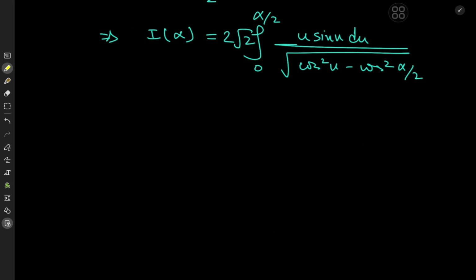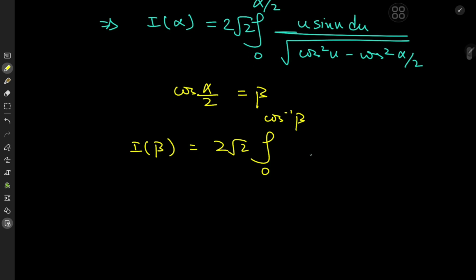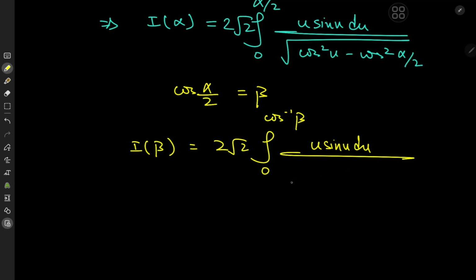Now, instead of carrying the whole cosine alpha by 2 baggage with us throughout the solution development, we might as well give it a nicer name. We're going to call cosine alpha by 2 beta. That makes it more compact. So the integral function is now I of beta, and it's 2 times root 2 times the integral from 0 to the inverse cosine of beta, which looks pretty cool, of u times sine u du divided by root cosine square u minus beta squared.